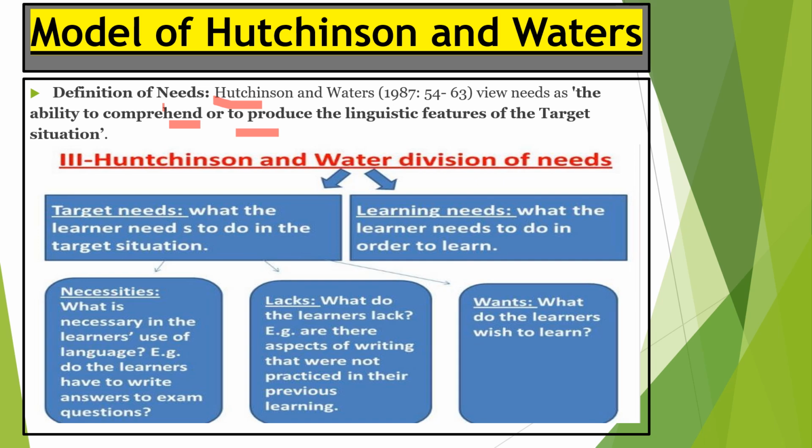So first of all, we see that Hutchinson and Waters have divided needs into target needs and learning needs. But when we consider another model in the same presentation, that of Dudley and John, you will find that he has talked about some more advanced features of needs analysis as well. But first of all, let us talk about the model of Hutchinson and Waters.